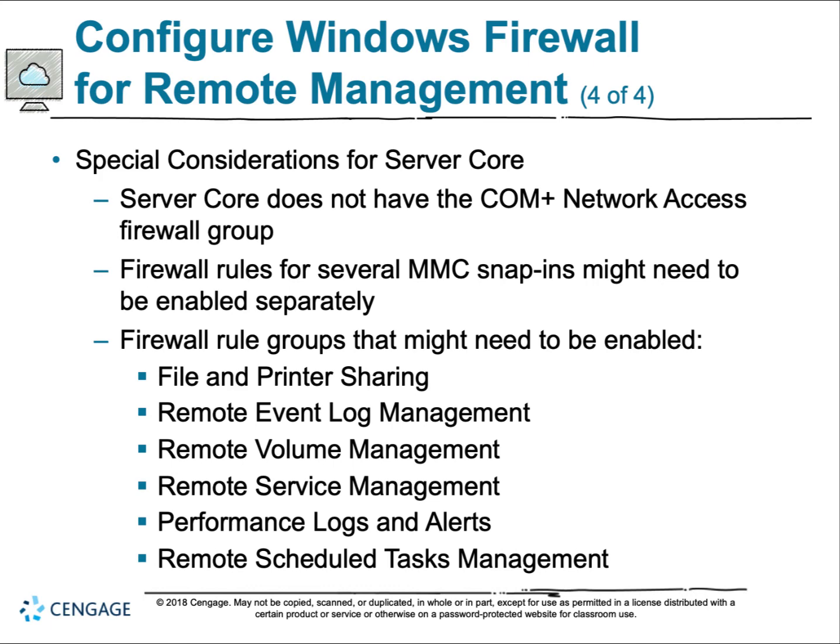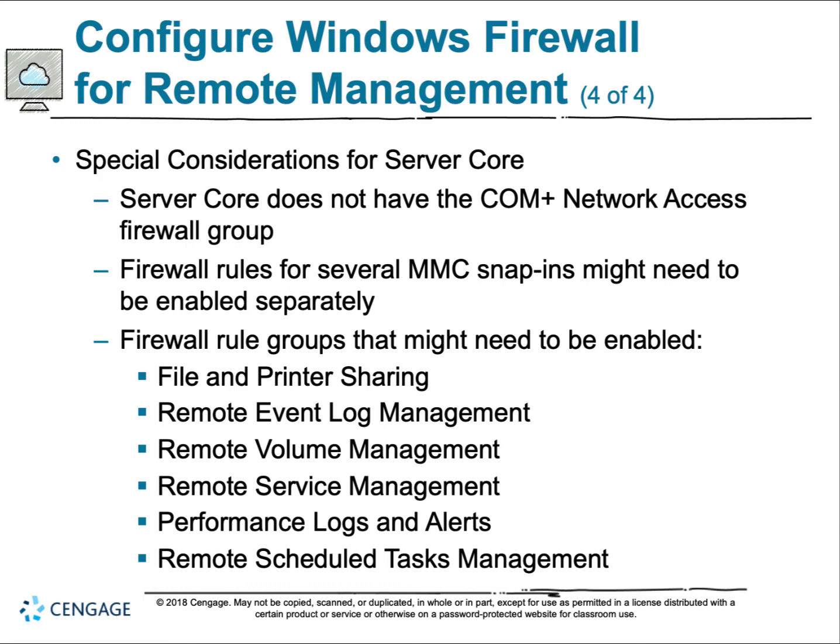What you see on this slide are some other firewall rule groups you might want to enable on the server core computer for remote management with MMCs. File and print sharing enables use of shared folders as snap-in, and most of the other snap-ins in computer management with the exception of Event Viewer and Device Manager. Remote event log management allows using the Event Viewer snap-in. Remote volume management enables you to use the disk management snap-in to manage disks remotely.